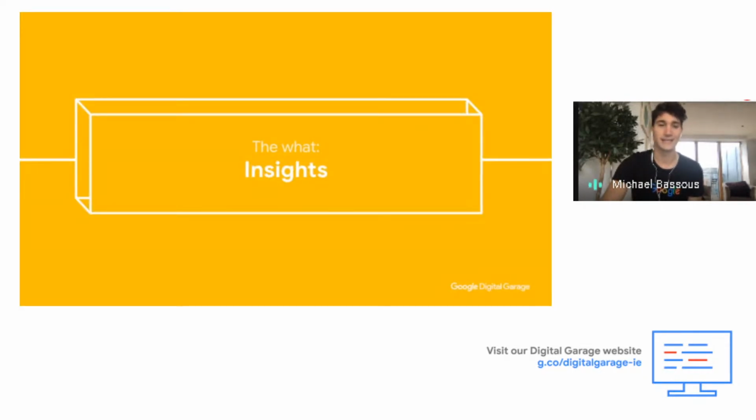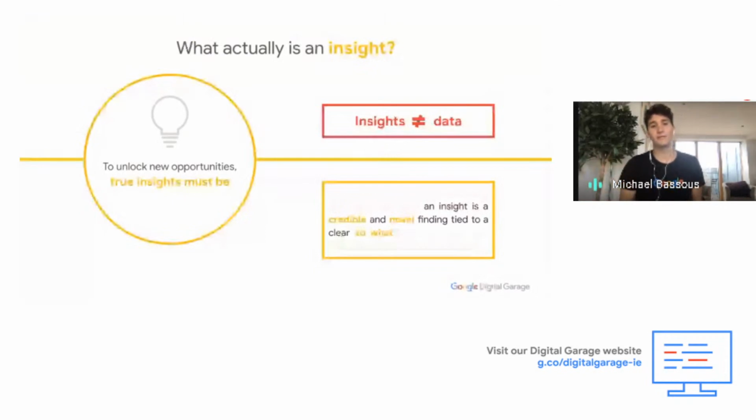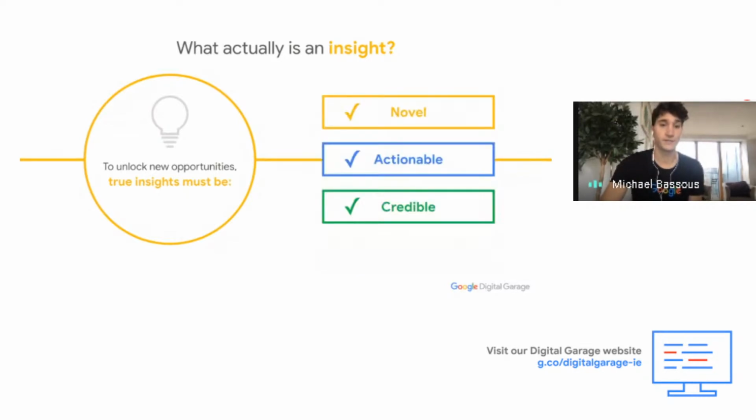So the what? Insights. If you look and understand what insight is, we have to know that data does not equal insight, and that's really important. They're very different. An insight is a credible and novel, i.e. new, finding tied to a clear so-what argument. An insight is something you didn't know before, from a reputable source of data, that may change the way you think about a problem. And it has to be a big discovery that changes the market conversation. As you can see on the slide, to unlock new opportunities, true insights must happen, and we should keep in mind that insights and data are two very different things.